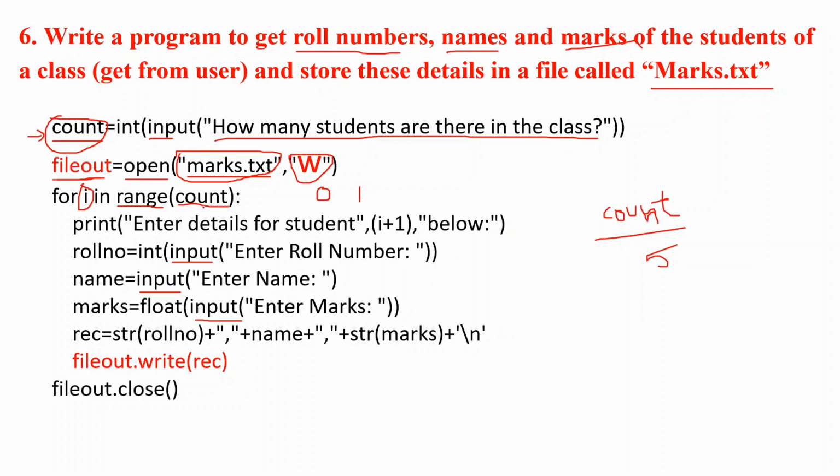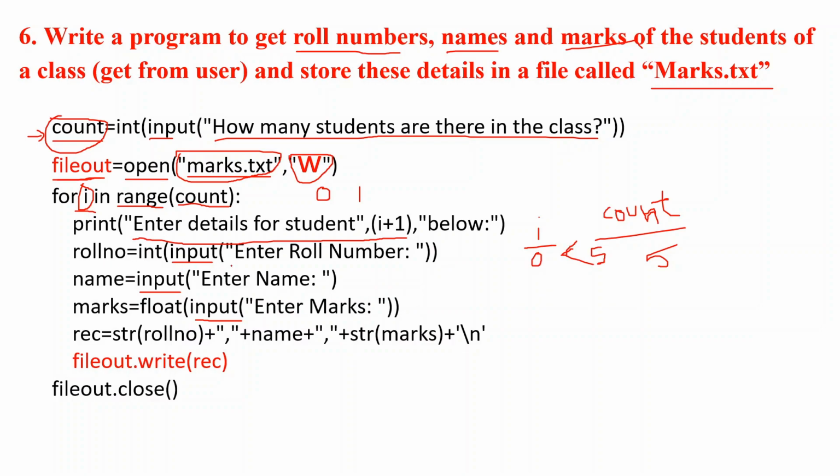For i in range count means the for loop will work until the value of i is less than 5. The count value is 5 na, so it will work until the value of i is less than 5. And what is the initial value of i now? As the initial value is not given, it will be 0. When i equals 0, first it is going to display enter details for student. What is 0 plus 1? 1. Enter details for student 1 below.